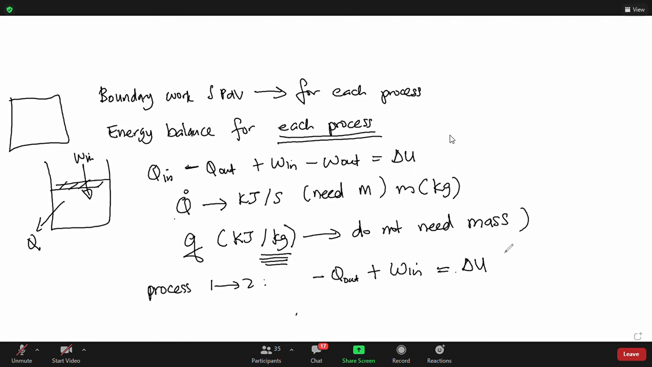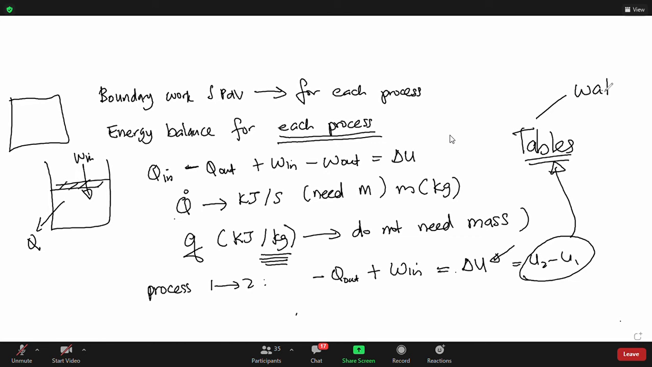So this delta U is of course U2 minus U1. And if this is a general system, then you need to use tables. When I say tables, I mean if it is water or refrigerant, then you will need to use tables. Then you do the same thing for process 2 to 3. Maybe by this time there is no more heat, so maybe there is only work in.